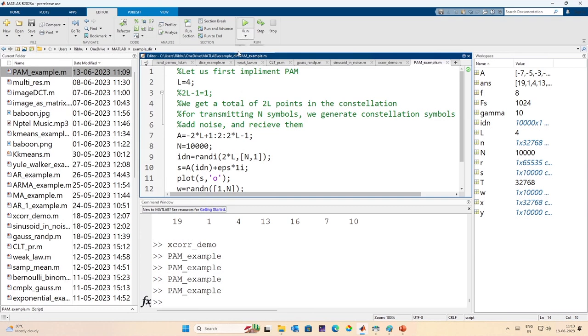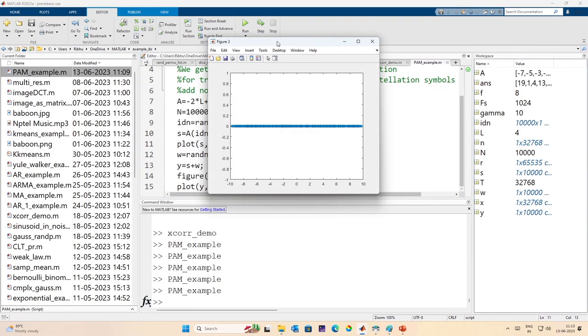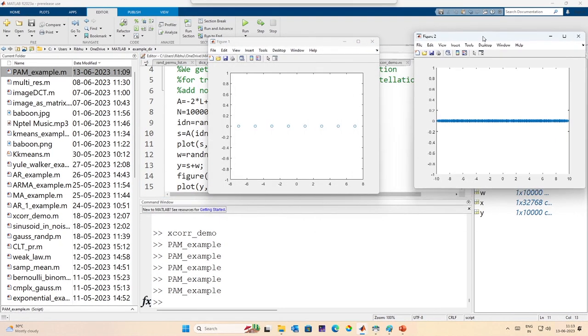MATLAB. In the last lecture, we were looking at the simulation of PAM systems in MATLAB, and MATLAB had crashed. So we'll pick up where we left off. We have generated a PAM signal and we have added noise to it. The only change I've made is I put these two in separate figures. S are the constellation points and Y are the corresponding received points. So let me do this, and I see two separate figures, figure 1 and figure 2.